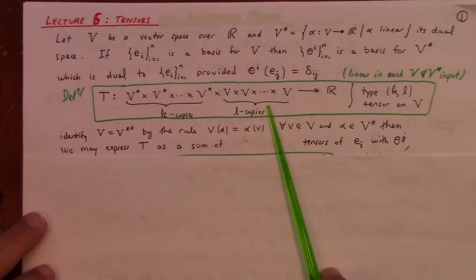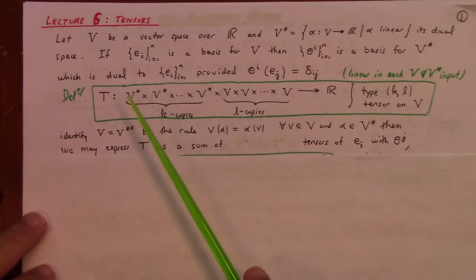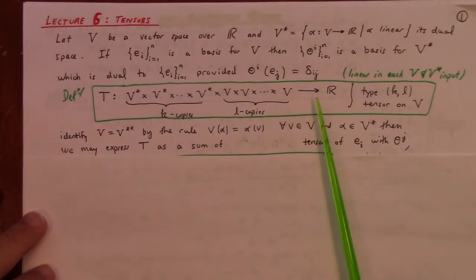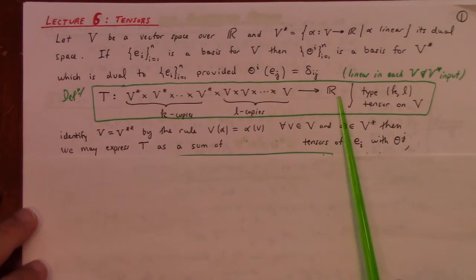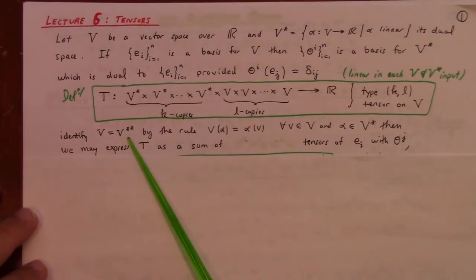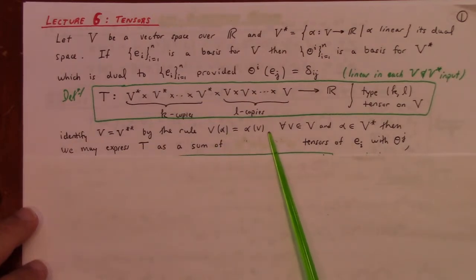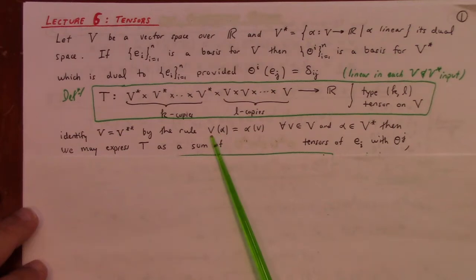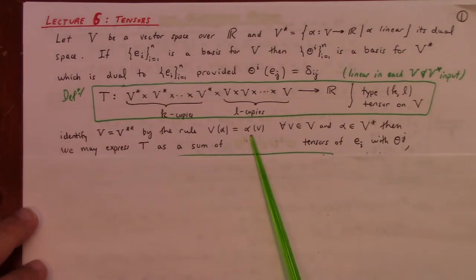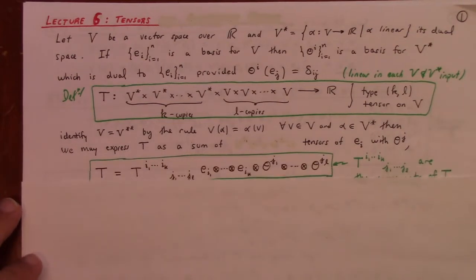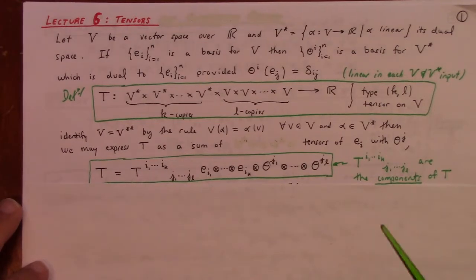Well, I would say more specifically, this is a real valued tensor. Of course, you could take tensors that take their values in something else, like a matrix or whatever, but by default, we're talking about real valued tensors. We're also going to identify the double dual by the rule V acts on alpha according to alpha acting on V. That allows us to think of vectors as active objects which eat dual vectors. So-called canonical isomorphism of V and its double dual. It's okay for finite dimensions, I suppose.